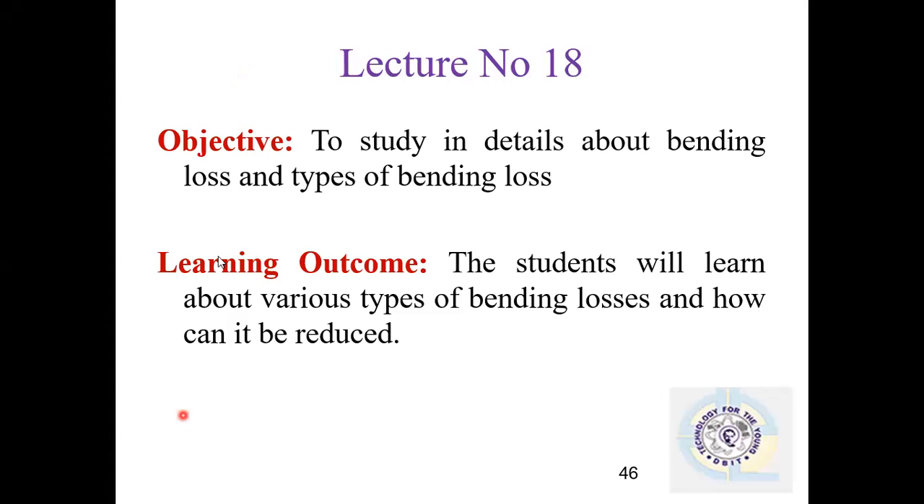So, module 2, we were doing various types of losses. So, we were studying attenuation loss. Just for your revision, losses are of two types: attenuation loss and dispersion loss. Attenuation loss is again categorized into three: absorption loss, scattering loss, and the third category is bending loss.